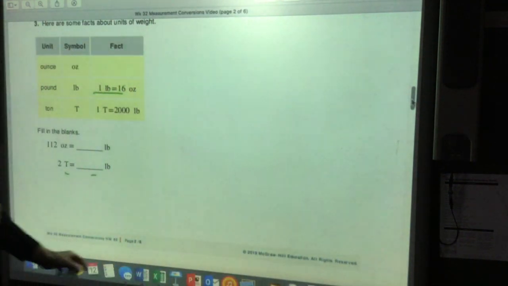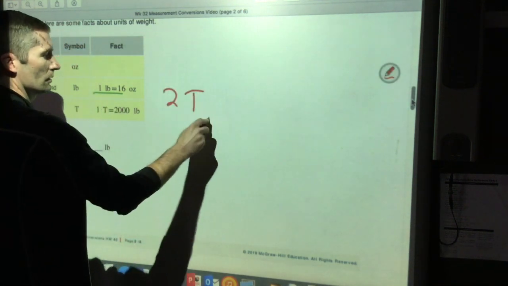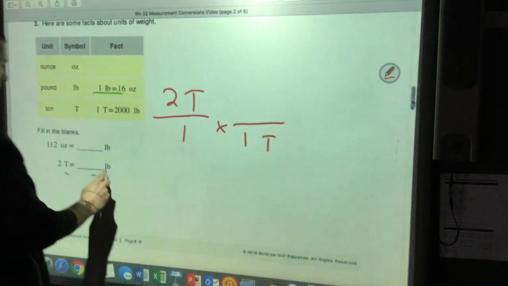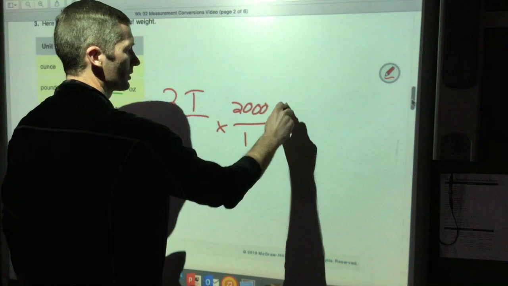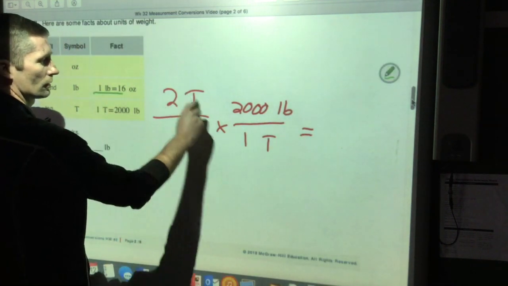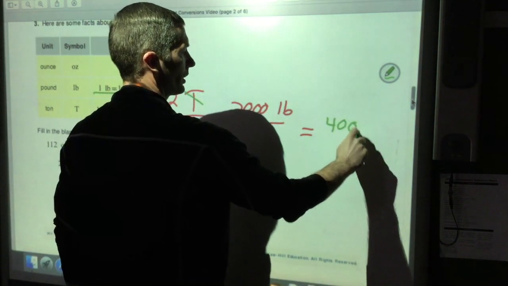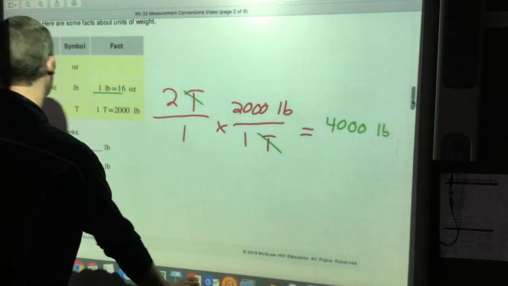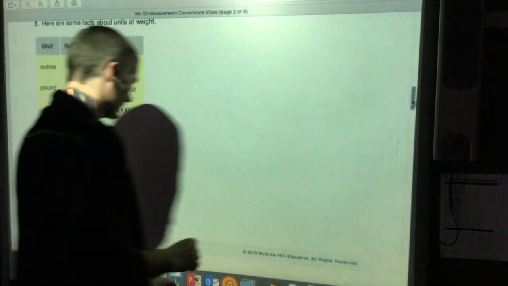Okay, and then the next one, 2 tons to pounds. 2 tons over 1. 1 ton is 2,000 pounds. Some of these we want to just memorize too. Okay. Cross out the tons. We're left with 2 times 2,000, 4,000 pounds. Okay. Hopefully you can do your homework faster than I'm explaining this.